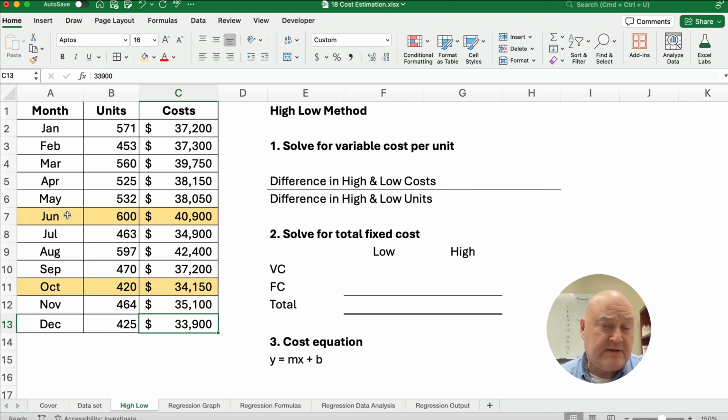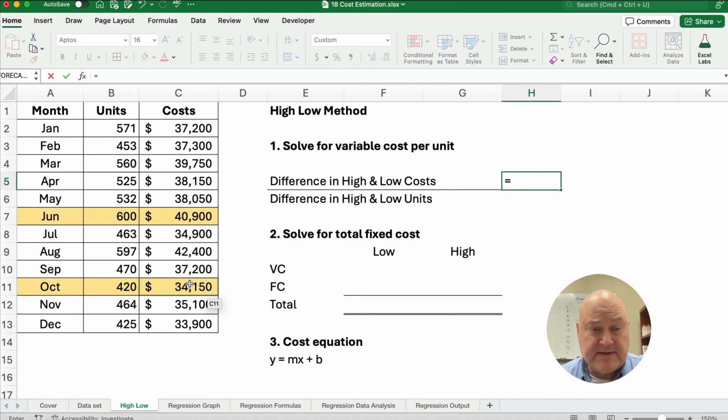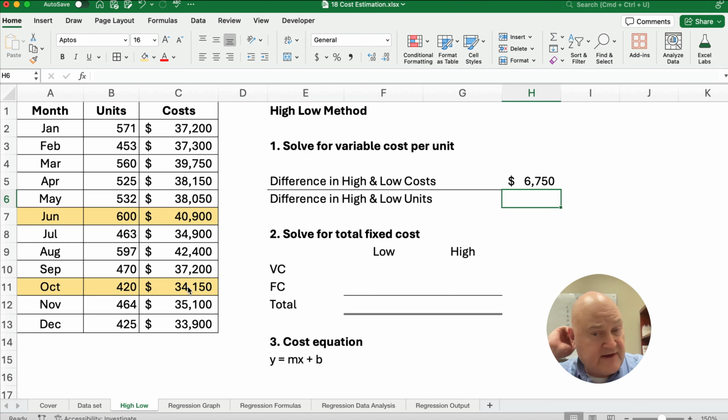So here's the idea with high-low method. We have 2 data points, and when we go from 420 to 600, our costs go from 34,150 up to 40,900. So we're going to take the difference in the high and the low costs divided by the difference in the high and the low units. So here's what we're going to do. We're going to take the cost 40,900 minus 34,150, and we get 6,750.